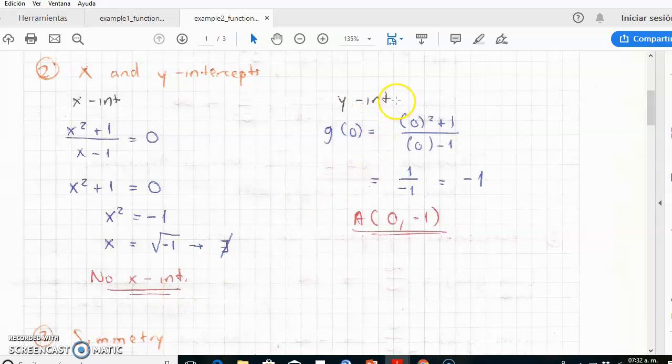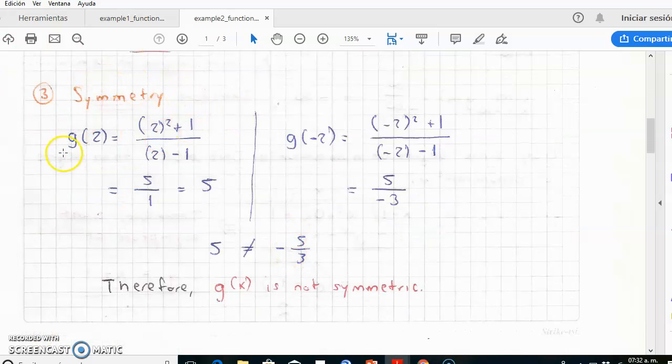For the y-intercept, the x has to be equal to 0, so we have the function g of 0. We evaluate, we have 0 squared plus 1 over 0 minus 1. We evaluate that, so the answer is minus 1, so the y-intercept is (0, minus 1).